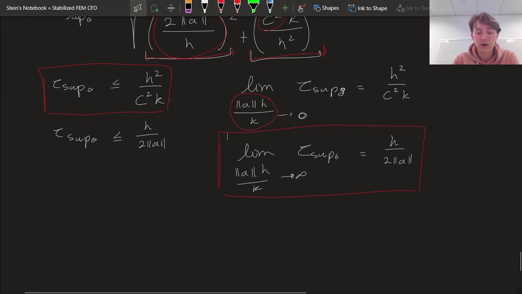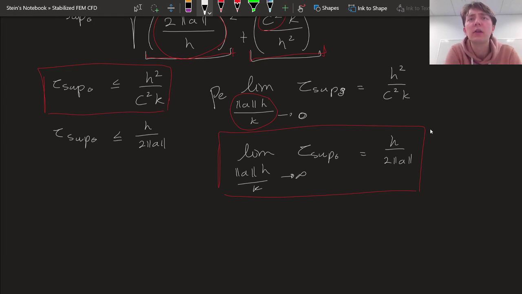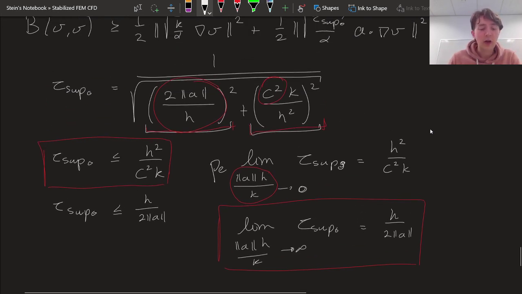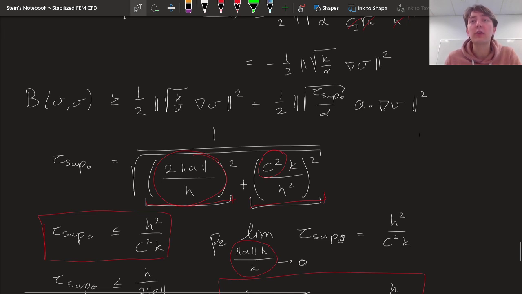And one last thing is, notice that this is not just an arbitrary choice of combination of parameters. This is actually your element Péclet number. Now, I haven't really talked about Péclet numbers yet, but that's the ratio of the advection and the diffusion within a certain element size h. Okay, so far on SUPG. Next up, we'll have a look at the pressure stabilization, so PSPG.